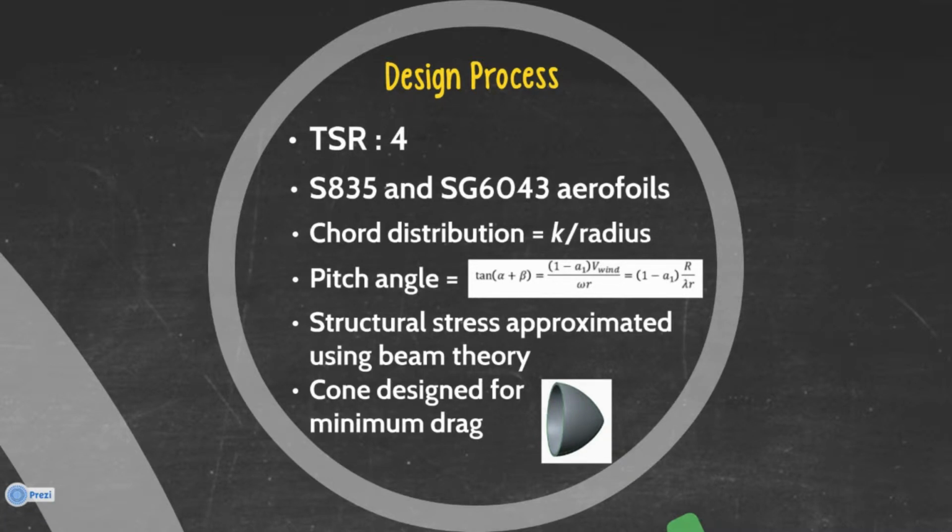Calculations for the structural stresses were carried out using beam theory, and all the stresses were found to be less than 21.6 megapascals, which is the peak tensile failure stress of ABS plastic, the material from which the wind turbine is made. When designing the cone, the aim was to reduce the drag and weight. This was achieved by using the Haack series to construct a cross-section of the cone and extruding it 360 degrees, followed by hollowing it out.